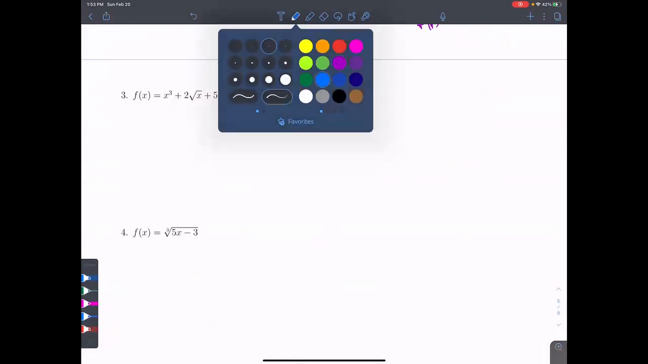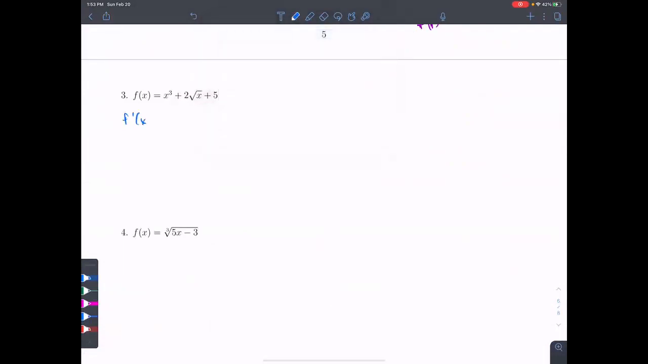We are going to take a derivative and another one, 2 times 1/2 times x to the -1/2. Those cancel. F double prime of x is 6x minus 1/2 x to the -3/2. Okay, so this is the same thing as, let me leave myself some space here.